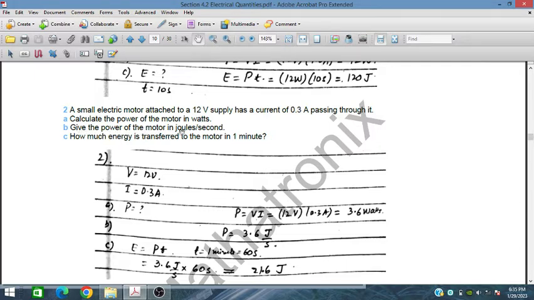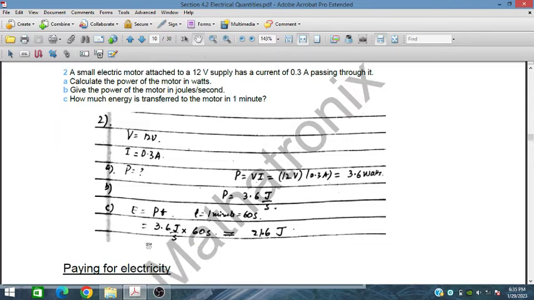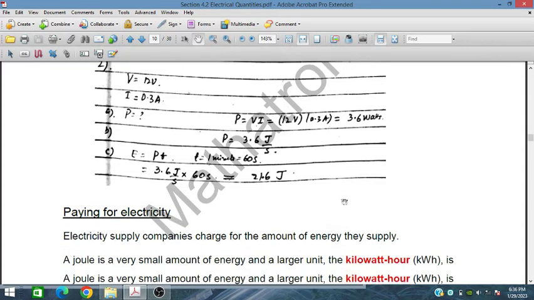Give the power of the motor in joules per second. So watt is basically joules per second. How much energy is transferred to the motor in 1 minute? So 1 minute is basically 60 seconds. So we will multiply this 3.6 joules per second with 60 seconds, and we will have 216 joules. So this much energy will be transferred.